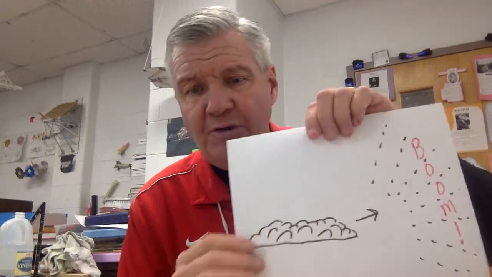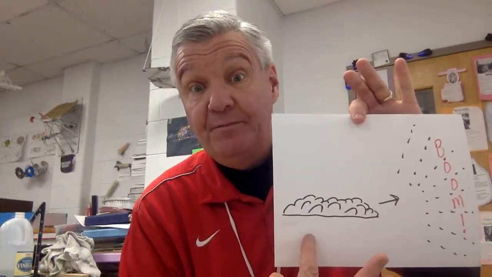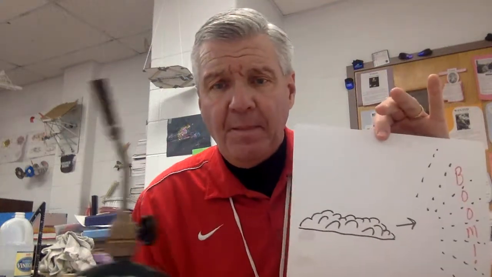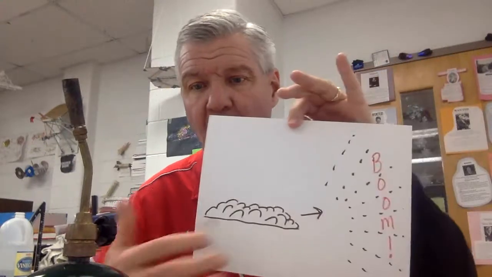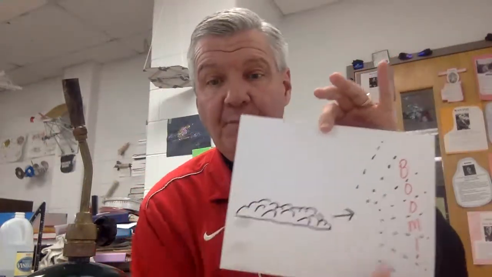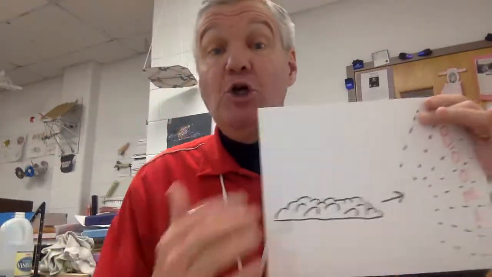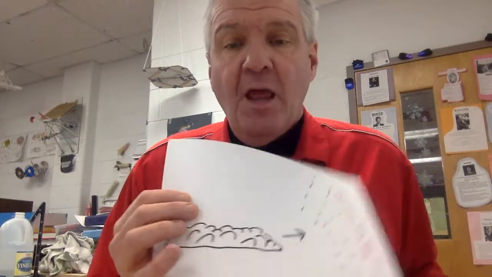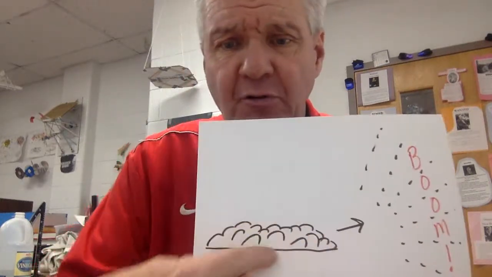Here's another one. Do you remember when we took cornstarch and we had it in a little pile? We had it in a pile. And then I blew the cornstarch out into the flame. When I blew it out into the flame, we got a boom. Now, why did that happen? We increased surface area.